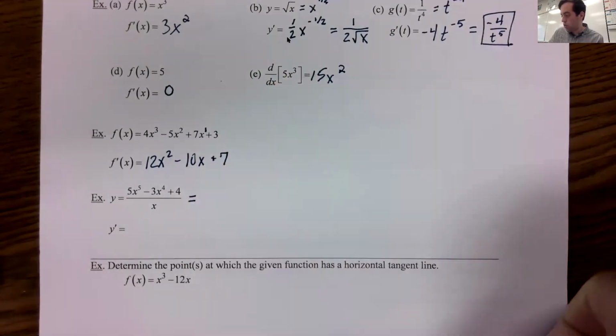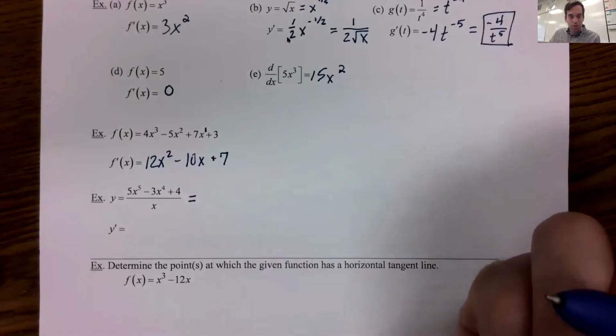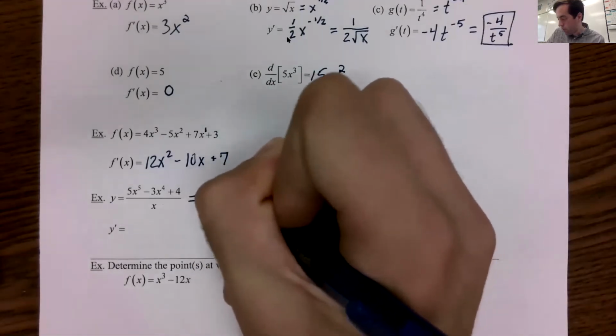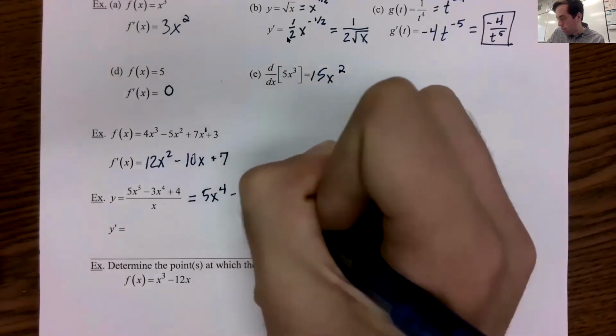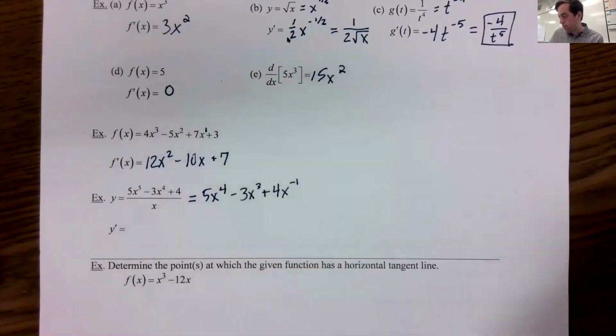And in the next one, I think it's going to be easiest. Instead of trying to use a quotient rule, if we just divide each term by x for this one. So we can do 5x to the 5th divided by x is 5x to the 4th minus 3x to the 3rd plus 4x to the negative 1.